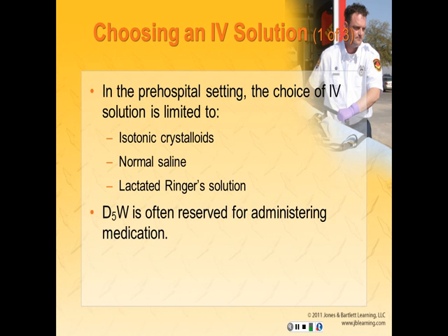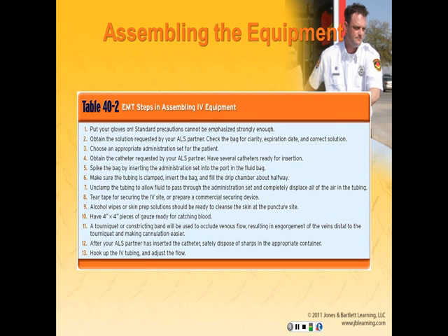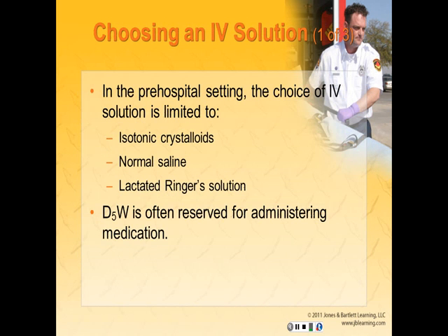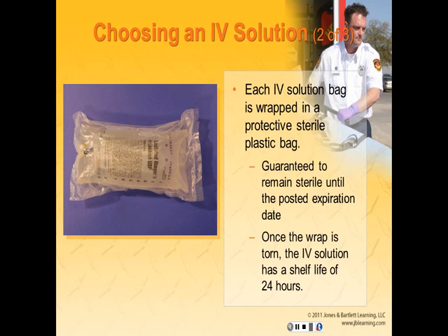In the pre-hospital setting, the choice of IV solution is limited to isotonic crystalloids, normal saline, and lactated ringers. D5W, which is 5% dextrose in water, is often reserved for administering medications. Each IV solution bag is wrapped in a protective sterile plastic bag and is guaranteed to remain sterile until the posted expiration date. Once the protective wrap is torn and removed, the IV solution has a shelf life of 24 hours.